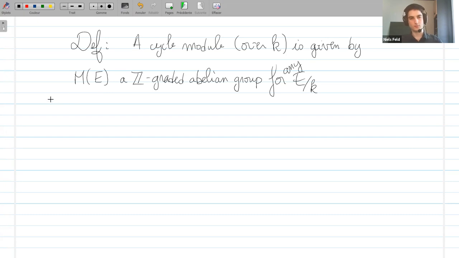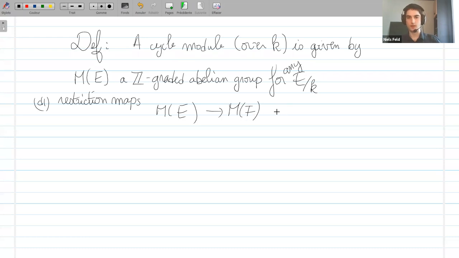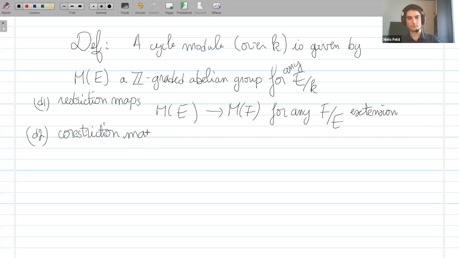And this is a functor, so we have four kinds of different data. D1 is restriction maps. So we have maps that go in the right way, if I can say, for any field extension like this. Then we have corestriction maps. So these are maps that go in the wrong way, if I may, for any finite extension.